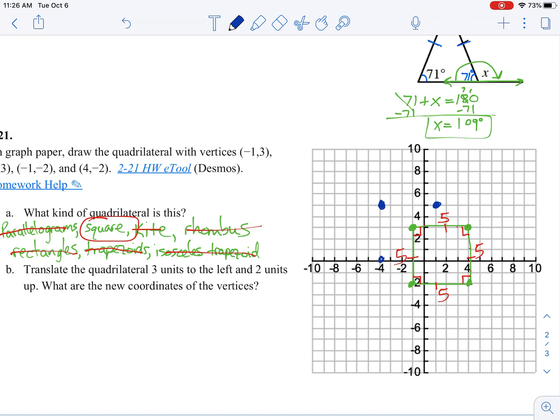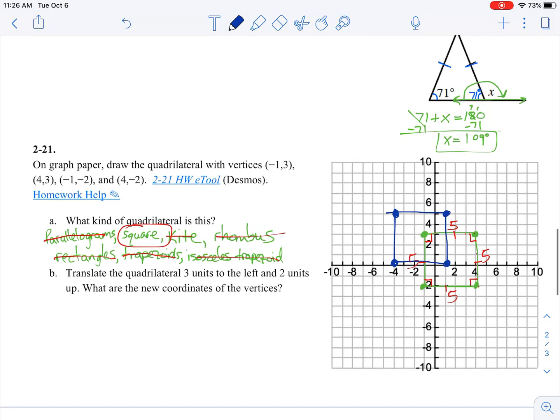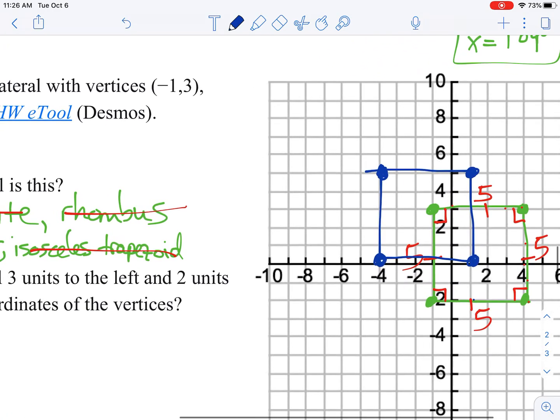1, 2, 3, 1, 2. And then 1, 2, 3, 1, 2. And so now here is your translation based on what they asked you. So now we need to do the new coordinates.